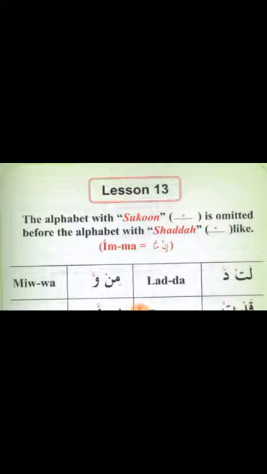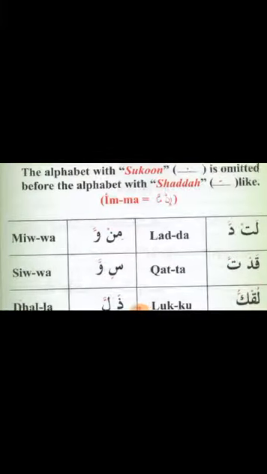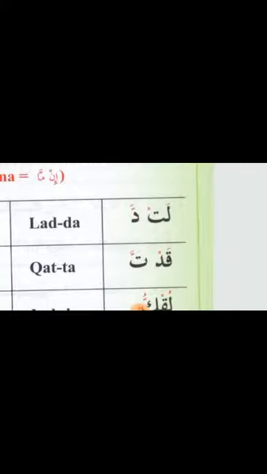The alphabet with sukoon is omitted before the alphabet with shadda, like imma. You already learned this, but today you will practice this in exercises. Whenever there is a sukoon on any alphabet before a shadda, we skip it. For example, in the first word, let the: actually this word is let the, but I pronounce it let the. I did not pronounce the ta, because there is a sukoon on ta, but after ta we have shadda. When we have shadda after sukoon, we do not read the alphabet with sukoon. Shadda on dal means there are two dal here. First dal is with sukoon and second dal is with fatha. So I will join lam with dal.